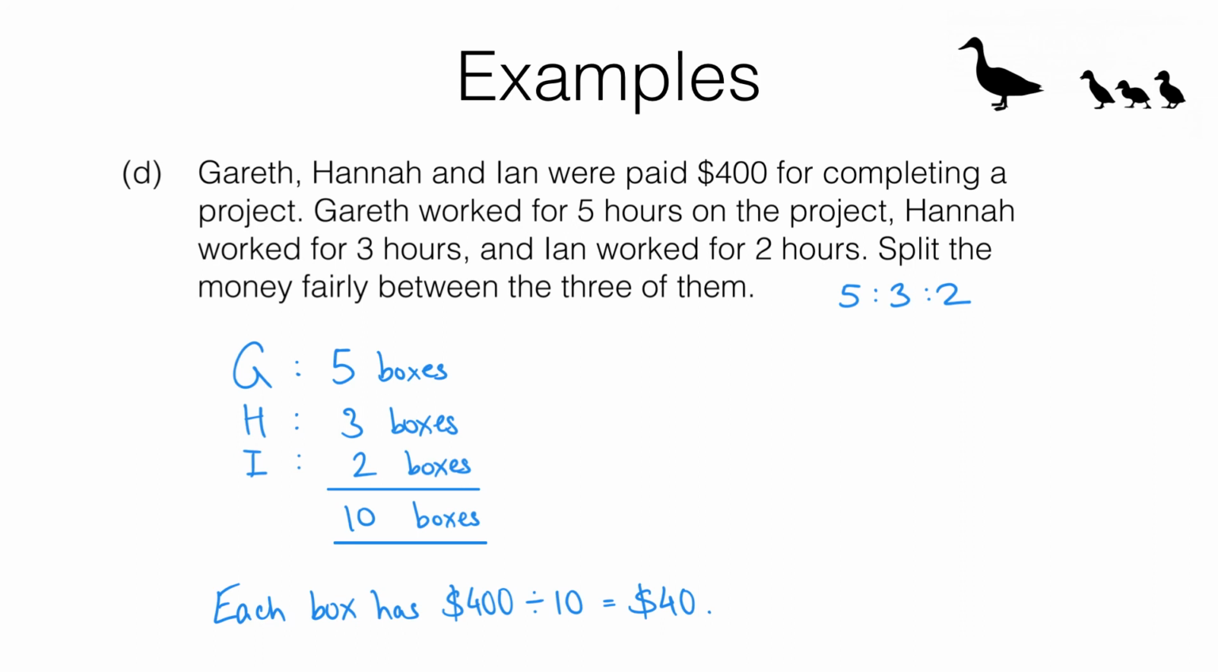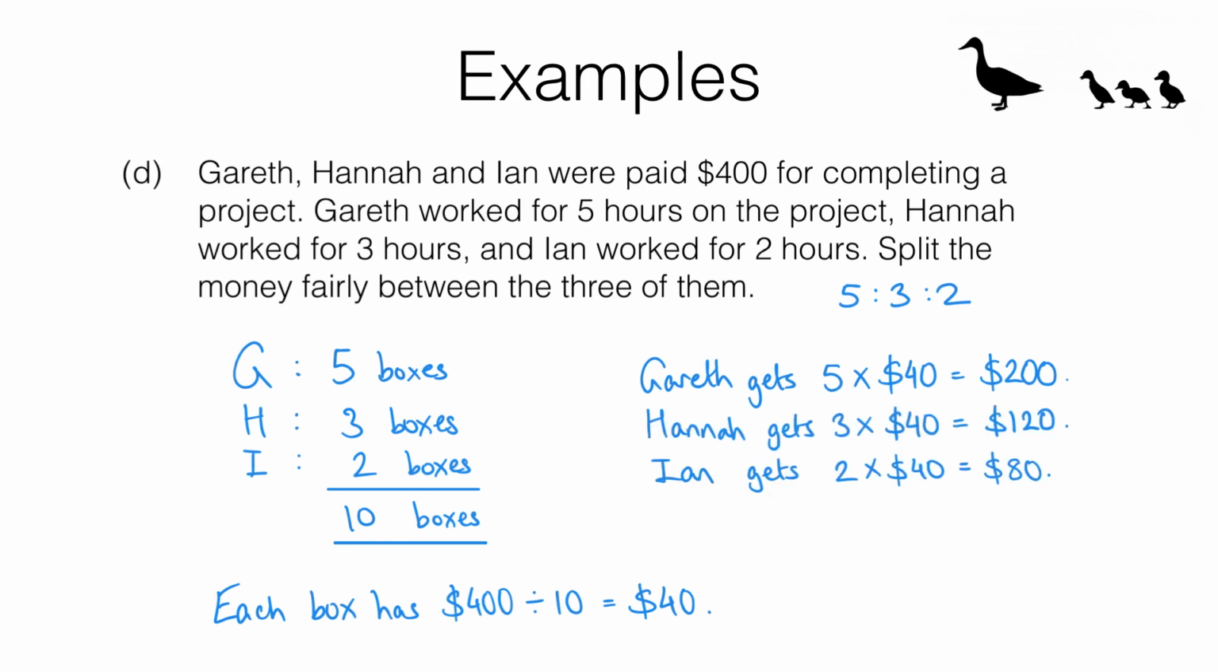Now, we know Gareth gets 5 boxes, and each box has $40. That means Gareth gets 5 times $40. And that is $200. Pause the video and work out how much Hannah and Ian get. Here's what you should have got. Hannah gets $120 and Ian gets $80.